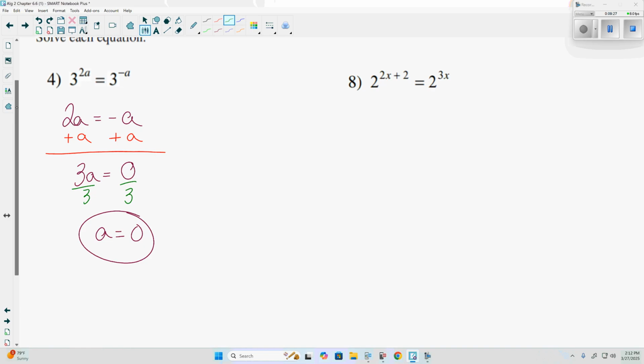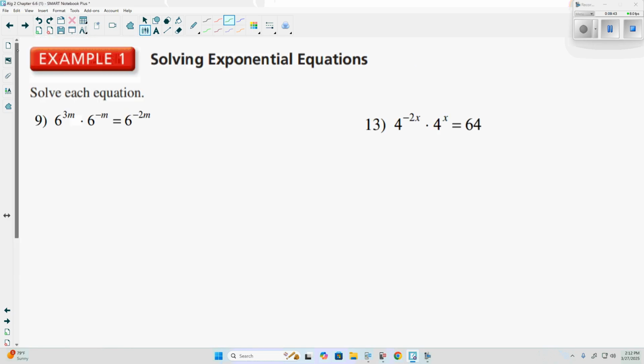Do we feel comfortable with these here? Do we need to see another example of one of these? I mean, the only thing that's going to change is that we make the equations and the exponent quadratics or more in solving. But the property is still the same. If the bases are the same, we set the exponents equal to each other.